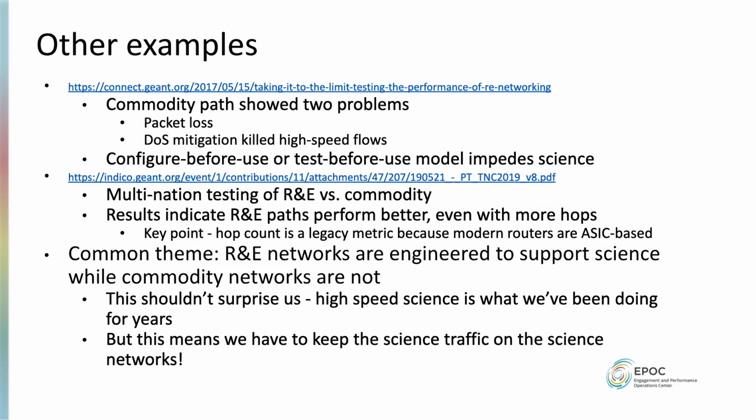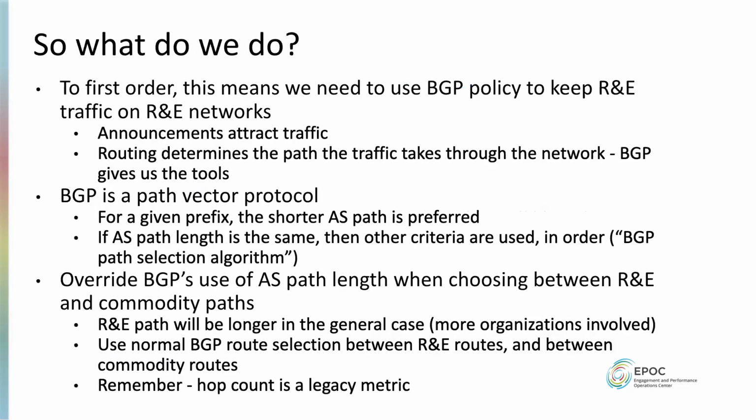So there's a common theme here, which is that R&E networks are engineered to support scientific applications. Commodity networks are not engineered to support scientific applications. They're meant to support a bazillion smartphones and Gmail and Office 365 and all the things, which is fine. We need those networks. We just don't want to be running high performance data transfers between DTN clusters over those networks. So let's move on to the next one.